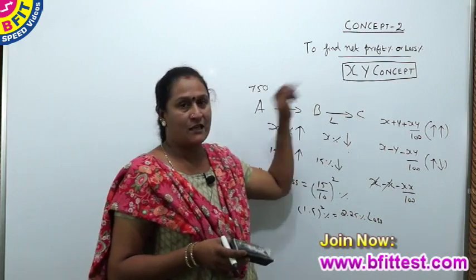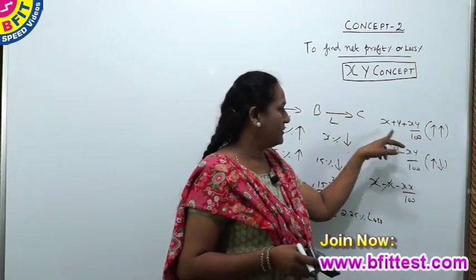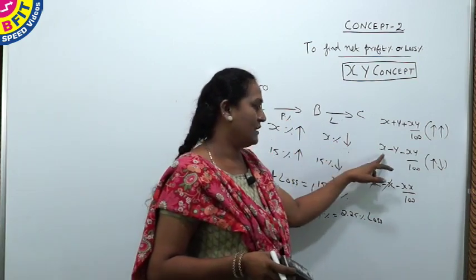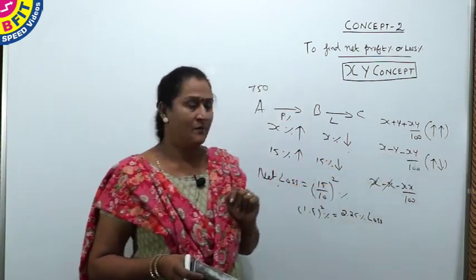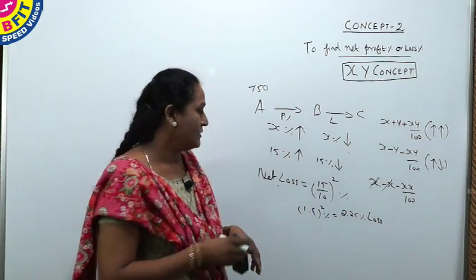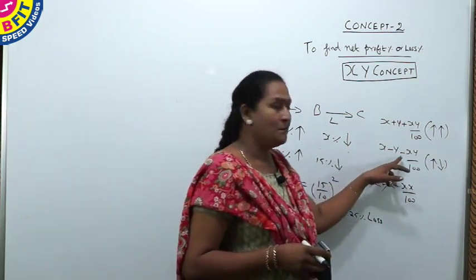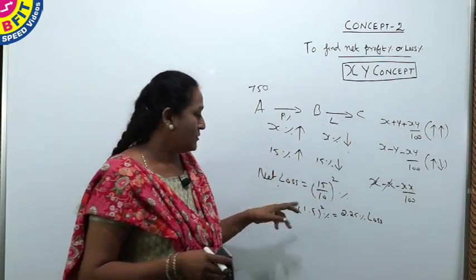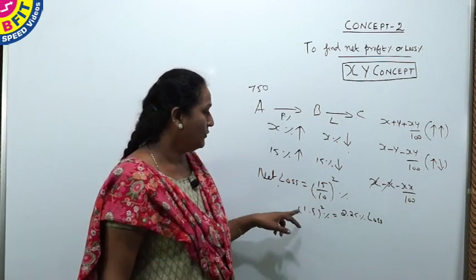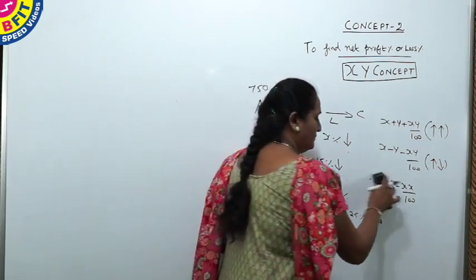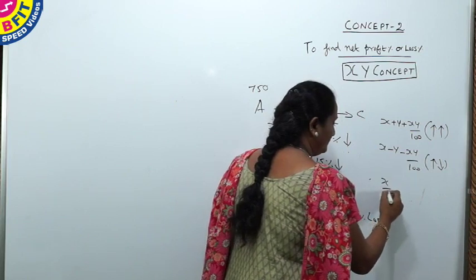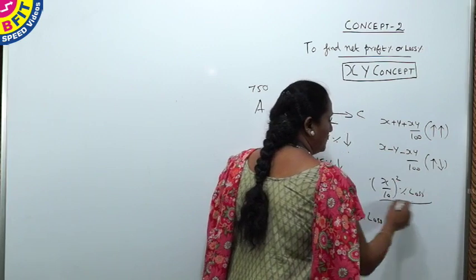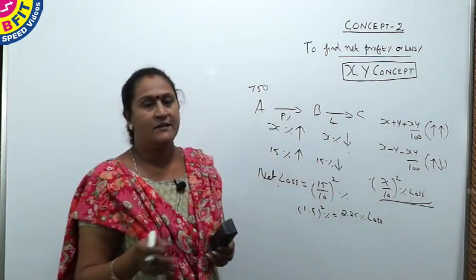So here in this XY concept, when both increase, it is x plus y plus xy by 100. One increase, one decrease, it is x minus y minus xy by 100. When both decrease, you can use x minus y minus xy by 100. For the same percent increase and same percent decrease, it will always be a loss equal to (x by 10) the whole square. So this is for the same percent increase and same percent decrease.